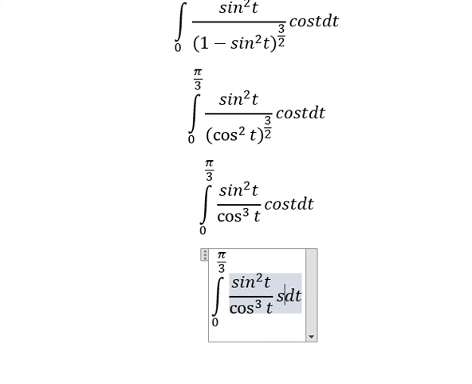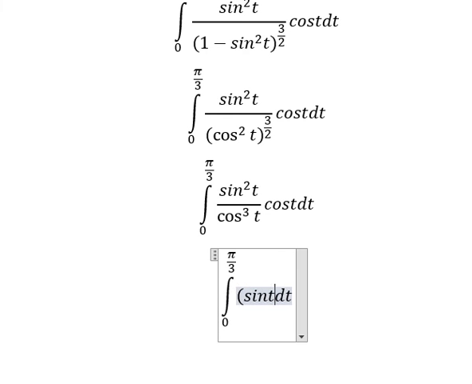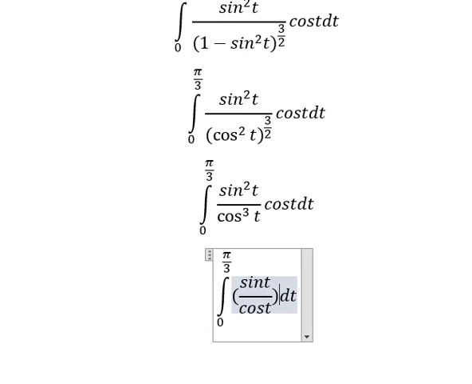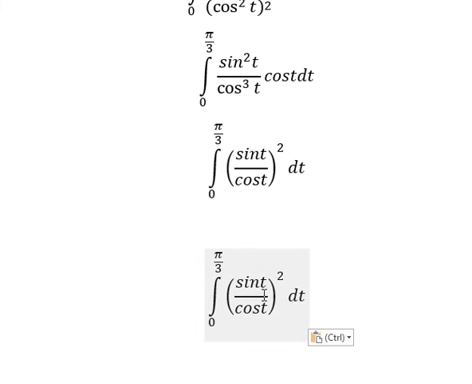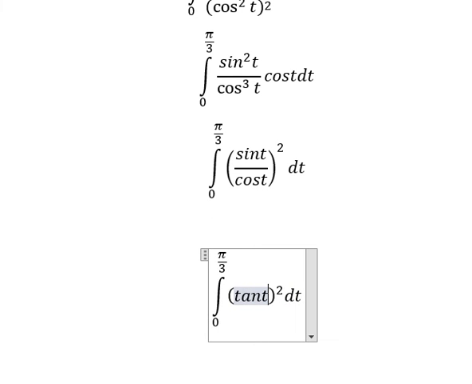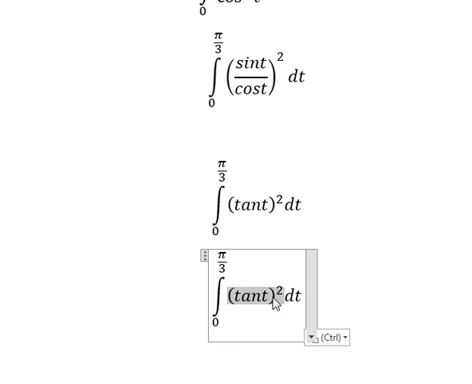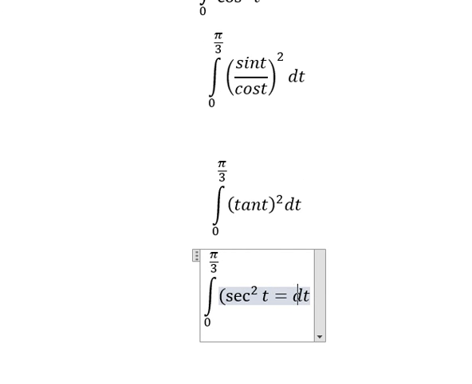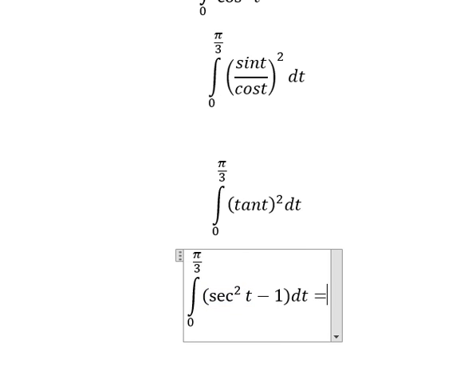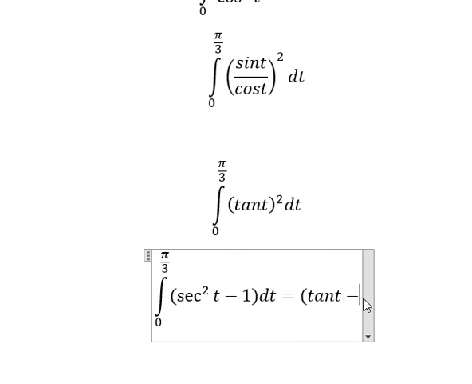So we have sin t over cosine t to the power of 2. And this one we change tan t. Tan t square we change into secant of t square minus 1. The integration of secant of t square, we have tan t, and the integration of number 1 is t.